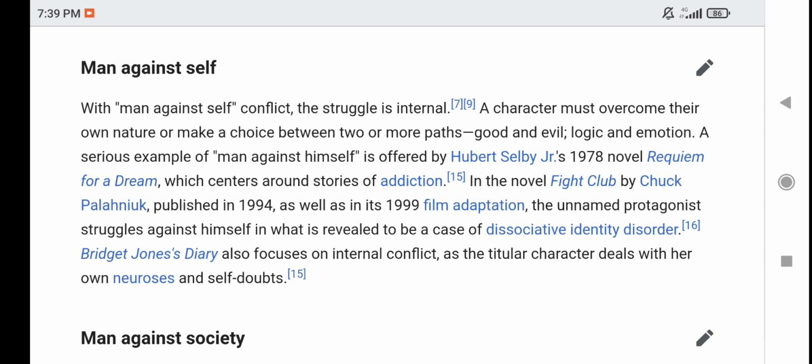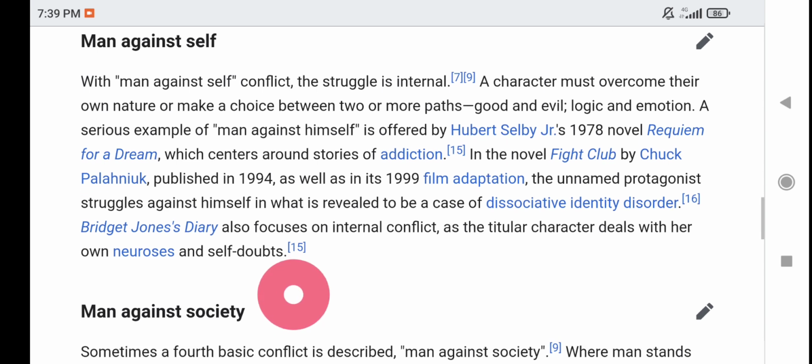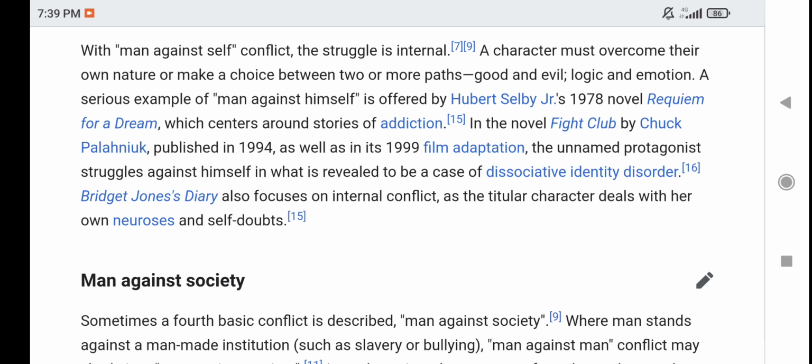In the novel Fight Club by Chuck Palahniuk, published in 1996, as well as in its 1999 film adaptation, the unnamed protagonist struggles against himself in what is revealed to be a case of dissociative identity disorder. Bridget Jones's Diary also focuses on internal conflict as the titular character deals with her own nerves and self-doubts.